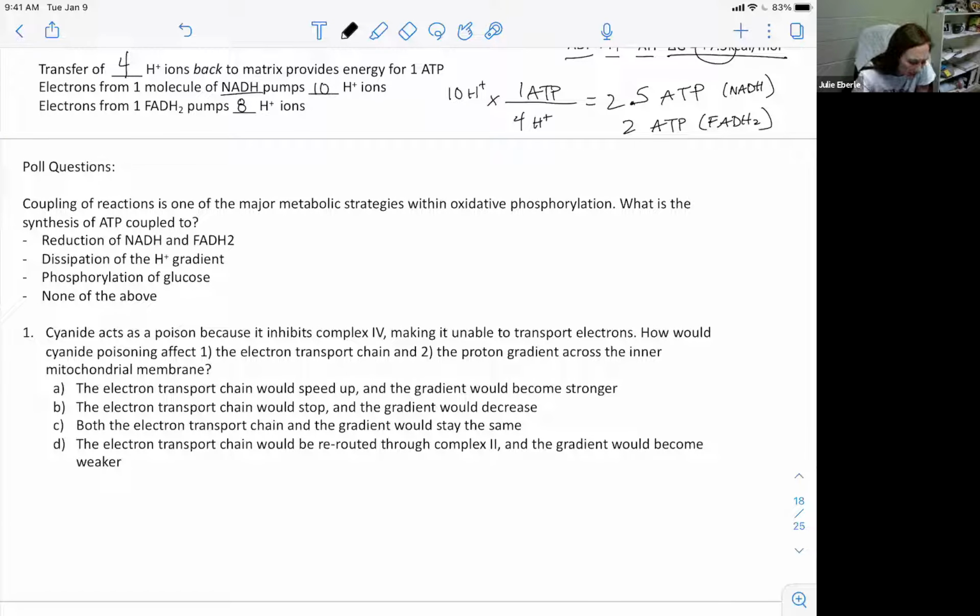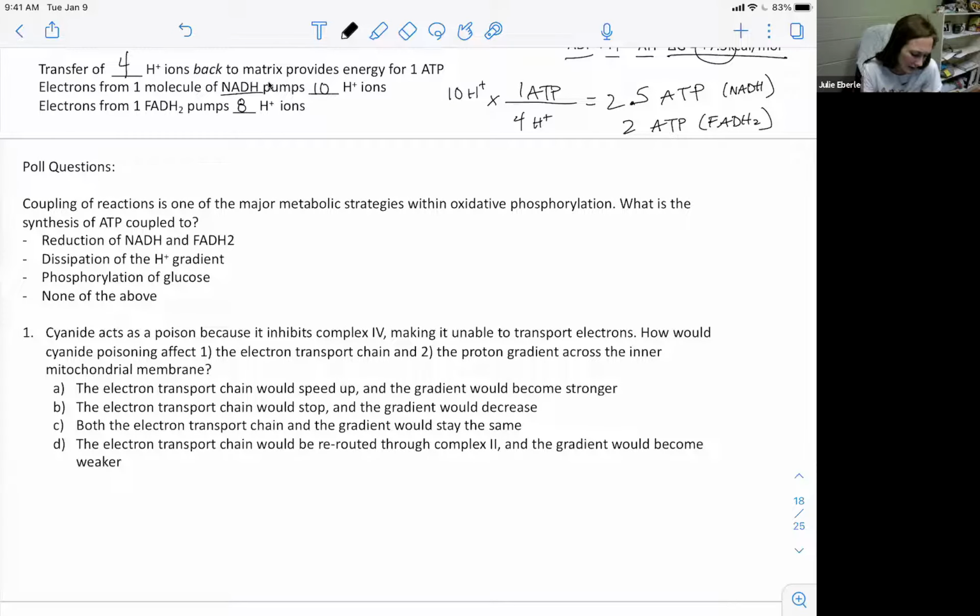Oh wait, I didn't write the... do I even have the right? No. Oh, this is the wrong poll. This is a poll from yesterday. Don't answer this one. I didn't want that one. Did I do this one? Okay, I don't have a poll on this one, so we'll just answer this one together. I have a poll on the next two.